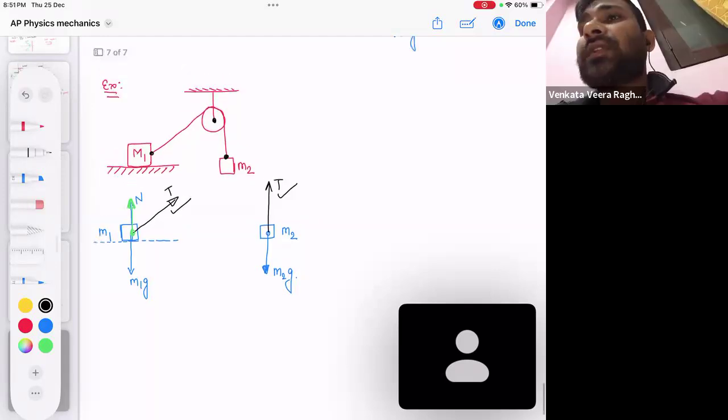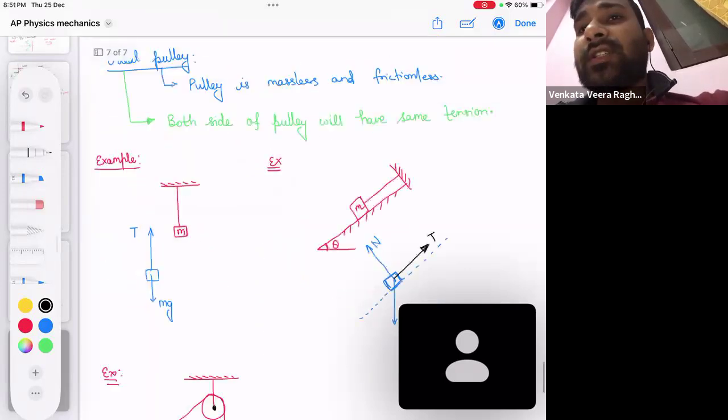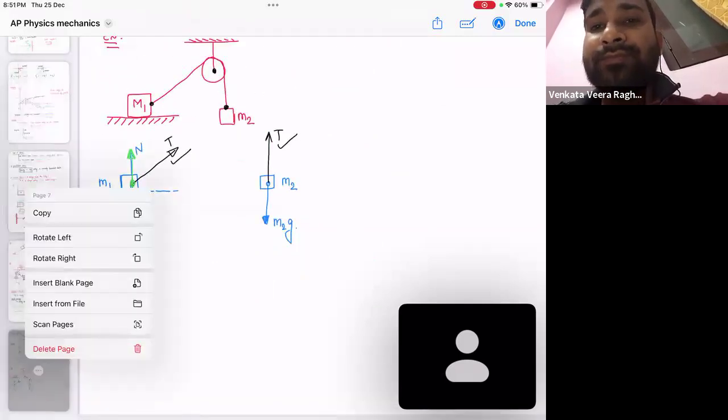Yes, sir. So this is about the direction of what? The tension, which is the third force. Now my fourth force is going to be what? The spring force.